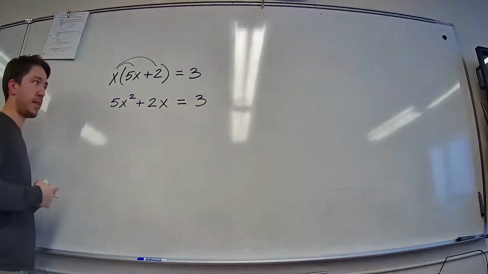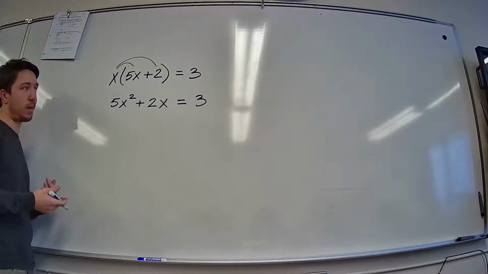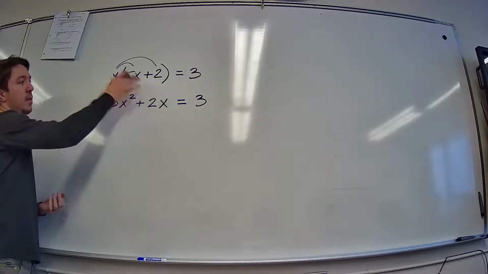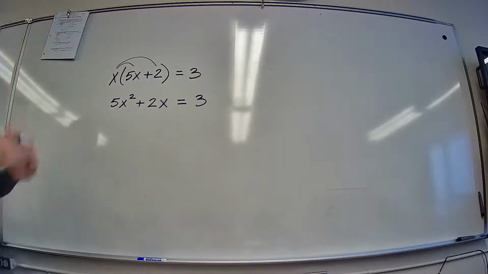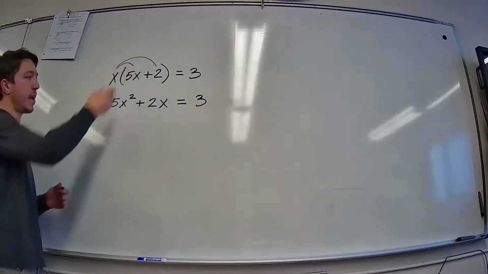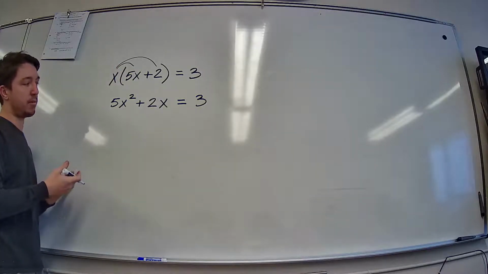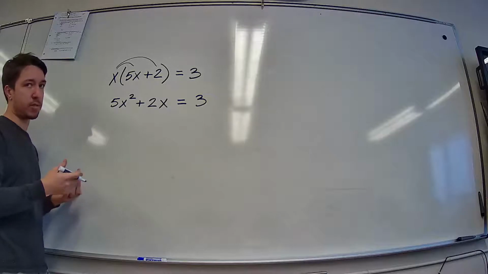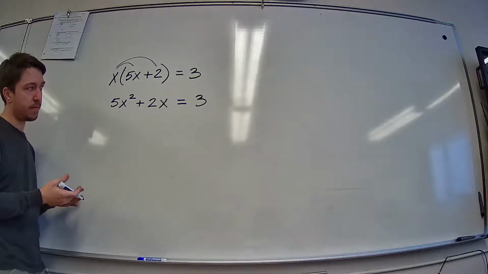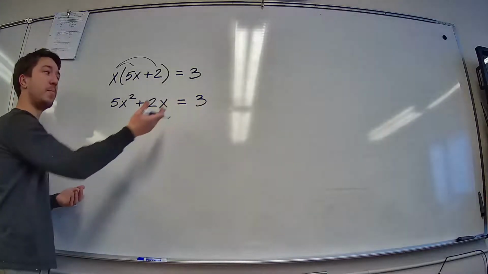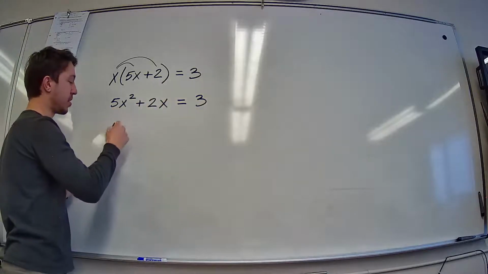So I hope that was your first step to go, well, I don't really want to have this parenthetical expression, so let's distribute the x and get rid of those parentheses. And then what's your next step here? Not yet. You're going to zero, bring that 3 over first.